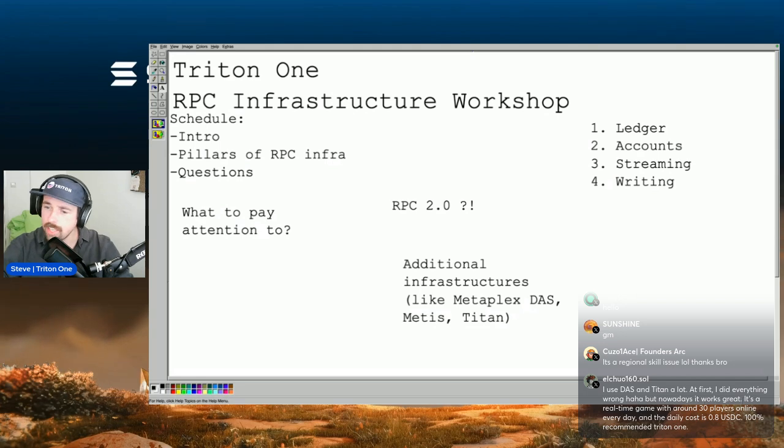I use DAS and Titan a lot. At first, I did everything wrong, but nowadays it works great. It's a real-time game with around 30 players online every day, and the daily cost is $8 or $80 per day. So 100% recommend Triton One. Well, thank you very much.